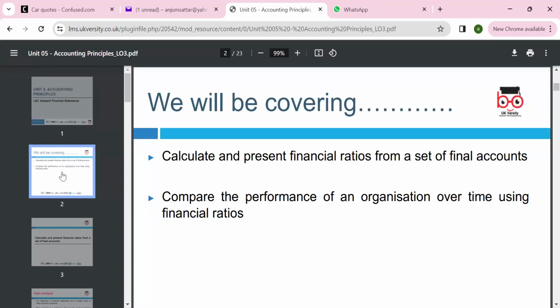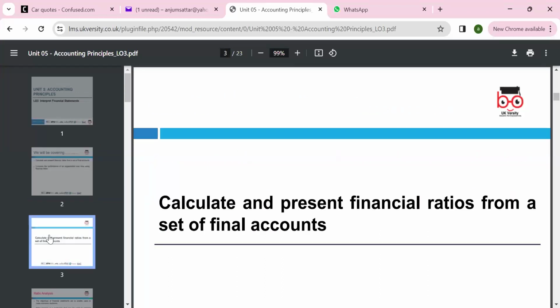Calculate the financial ratios from the set of final accounts. Compare the performance of an organization over time using financial ratios. We can compare the ratios from, like, 2022 and 2023, so we can see what has happened in terms of revenue, whether it increased or decreased. We can look at what has happened to net profit and gross profit margin. So we can look at the four types of ratio: profitability, liquidity, use of resources, and gearing ratio, which I will go through and explain to you. So calculate and present financial ratios from the set of accounts.